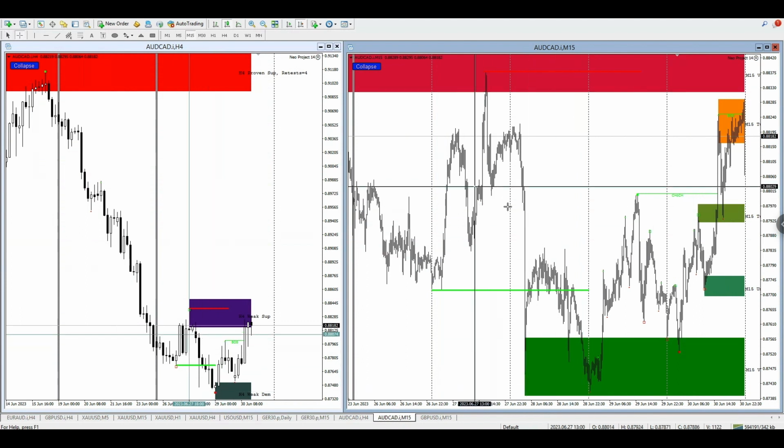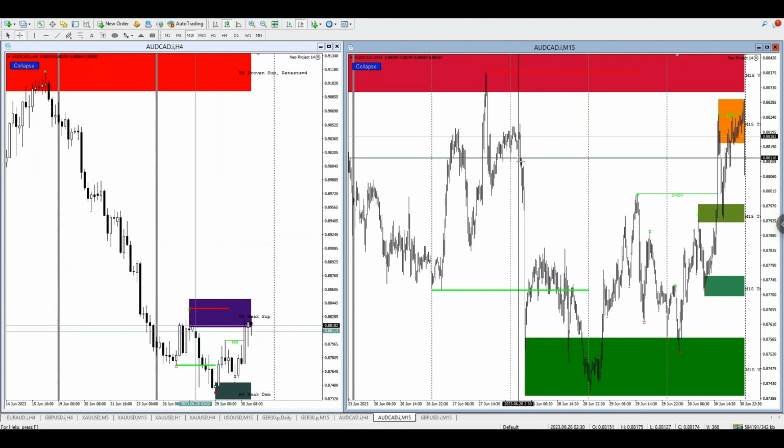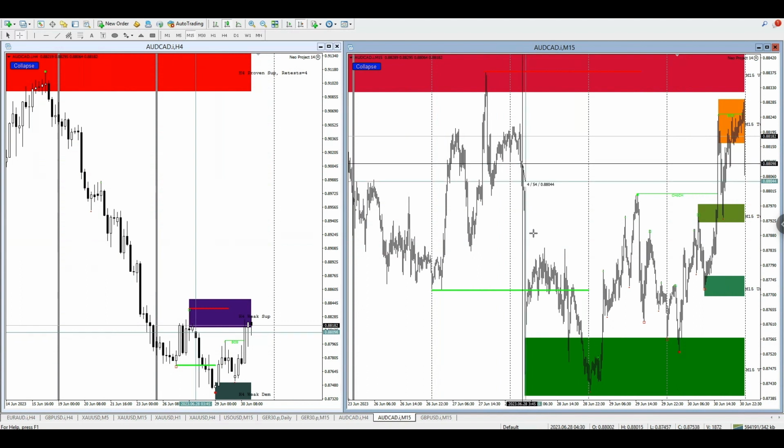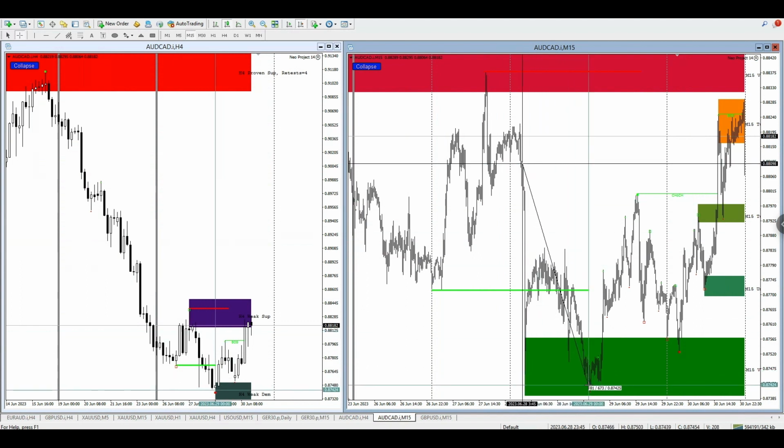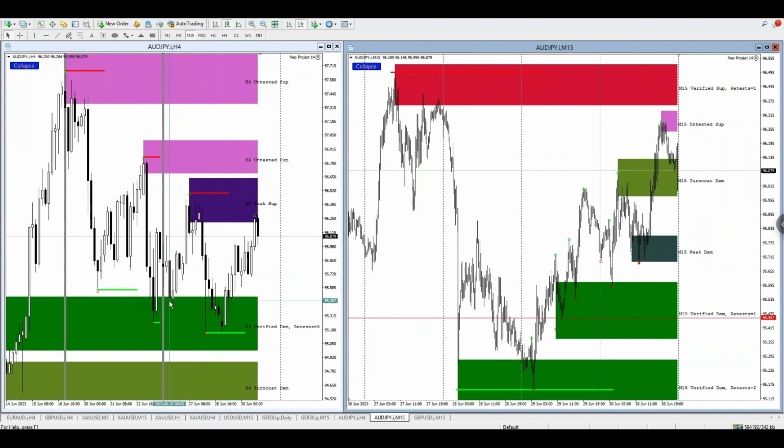Now if you're looking for a break of structure, you more than likely would have had a break of structure around this area here, and then you would have easily been able to still catch another 60 pips. So this is AED JPY, and we can see previously we had a 4-hour break of structure here, bearish with this sell, and when we go over to the 15-minute chart, the same thing happened here.